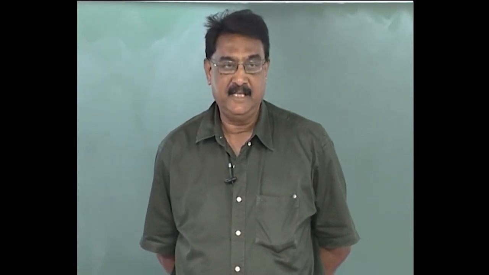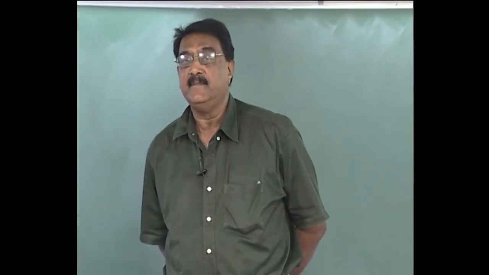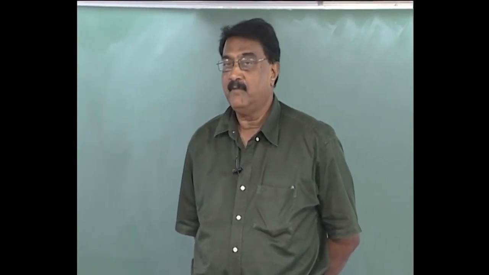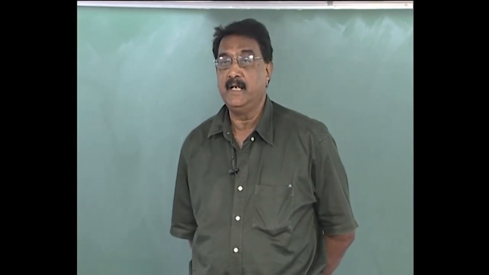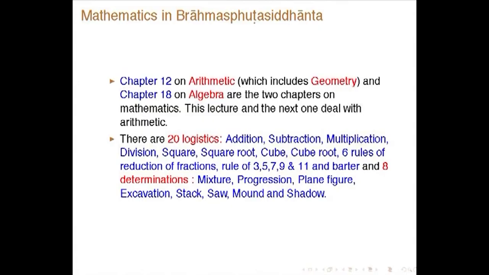Earlier, as you would have seen from Aryabhatiya, mathematics also is a part of the astronomy text. Brahmagupta also followed the same pattern. There are two chapters essentially on mathematics here, one on arithmetic, which actually includes geometry, and the other on algebra. And of course, as Professor M.D. Srinivas pointed out, it has the chapter on Chandas also. This lecture and the next one deal with arithmetic. In the arithmetic, he talks about 20 logistics: addition, subtraction, multiplication, division, square, square root, cube, cube root.